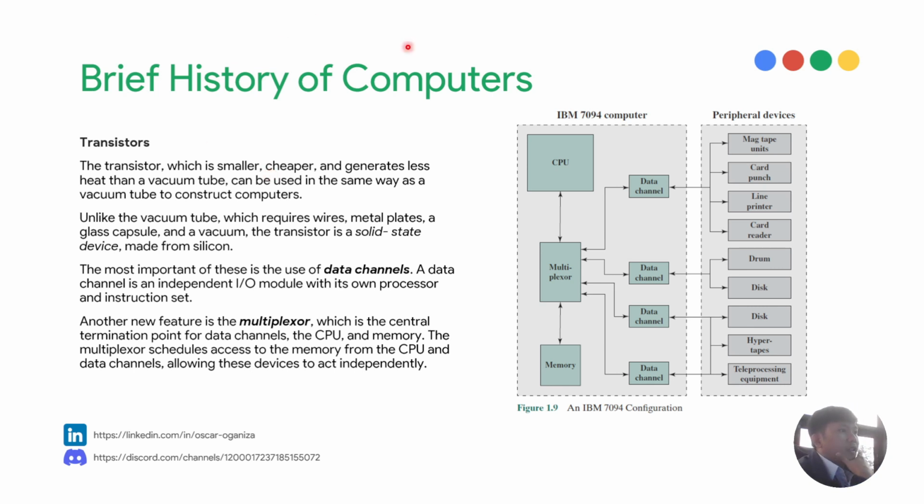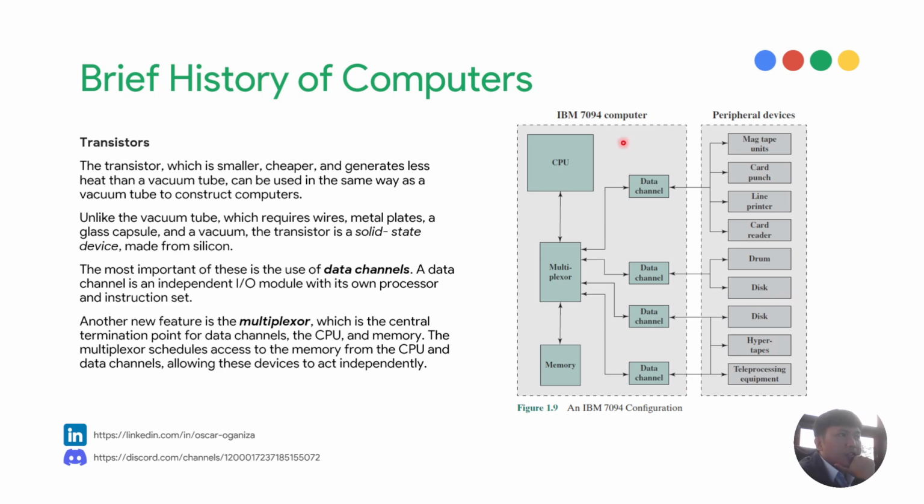Okay, so here's the architecture. Nandito yung processing unit niya, meron siyang data channel papuntang multiplexer, and yung memory may pupunta rin siyang data channel papuntang multiplexer. Papasok sa multiplexer yung iba't ibang data channels natin na kumukuha ng instructions from IOs or the peripheral devices. We have the line printer, card reader, card punch, and iba't ibang instructions yan. IO instructions. We have the disks, tapes, yan.